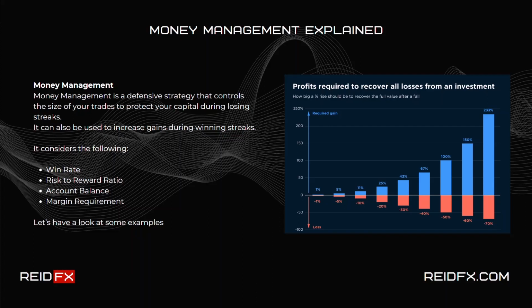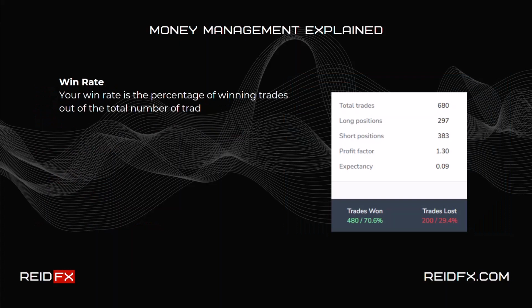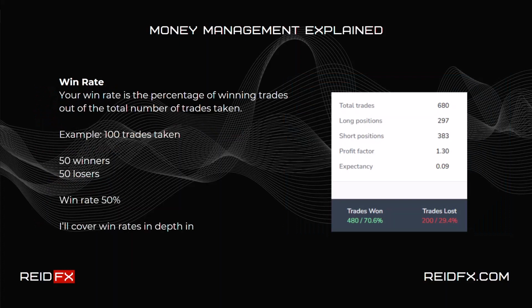So money management then considers the following points: your win rate, your risk to reward ratio, and I'm going to explain both of these points quickly in the next few slides, your account balance, your margin requirement. Let's have a look at win rate first. Now I will do a separate video where I go really in depth about win rates.